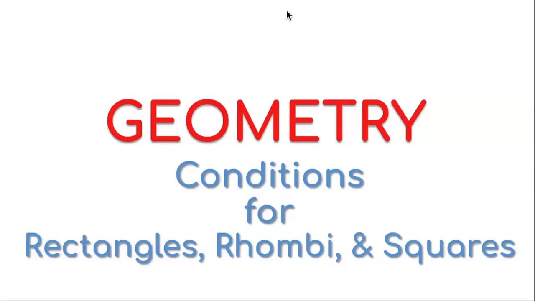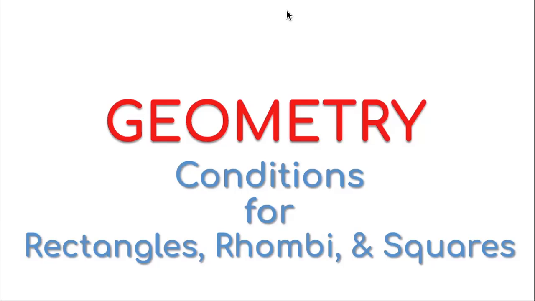Geometry lesson on conditions for rectangles, rhombi, and squares. And this is a continuation from 9.3, where we studied the properties of rectangles, rhombi, and squares. And very similar to the parallelogram, we are trying to prove that the converse of the properties are true, right? And the converse becomes the condition for which a quadrilateral is either a rectangle, rhombus, or a square.